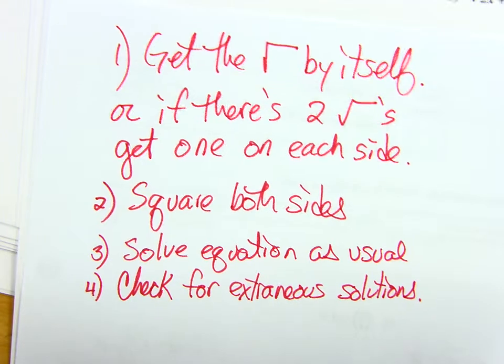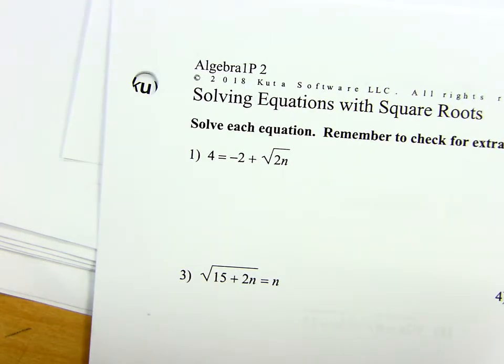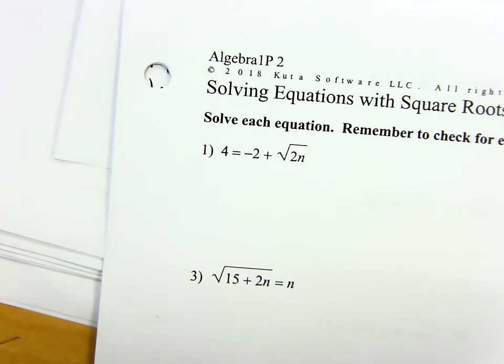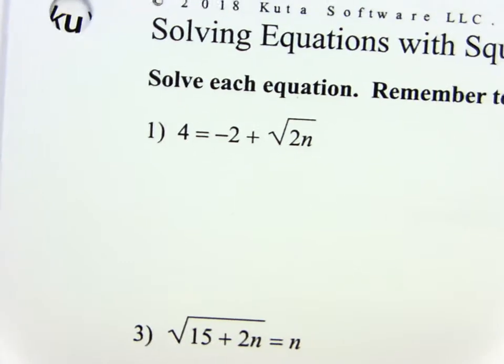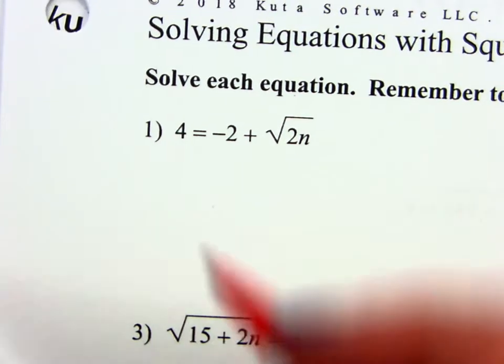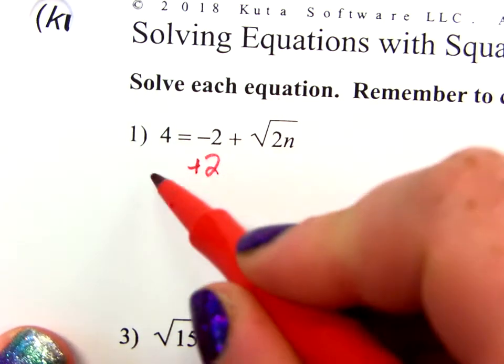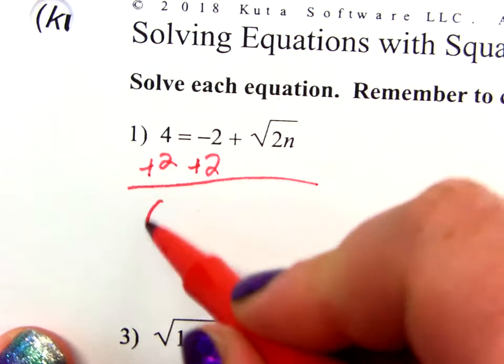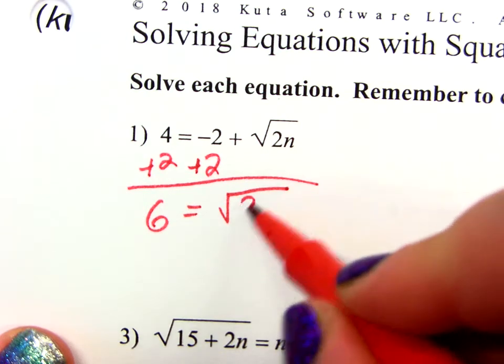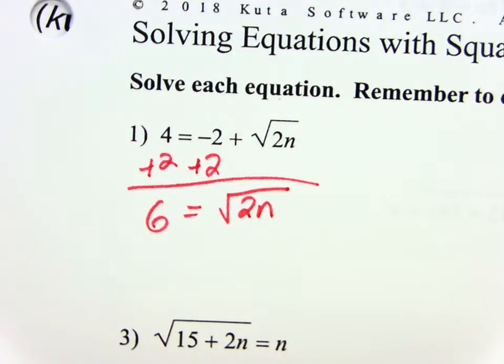Okay? So let's try with example number 1. Step 1 says get the square root by itself. So what must I do first? I'm going to add that 2 to the other side. Add 2, add 2. So now I have 6 equals the square root of 2n. Step 1 is now done. The square root is all by itself.